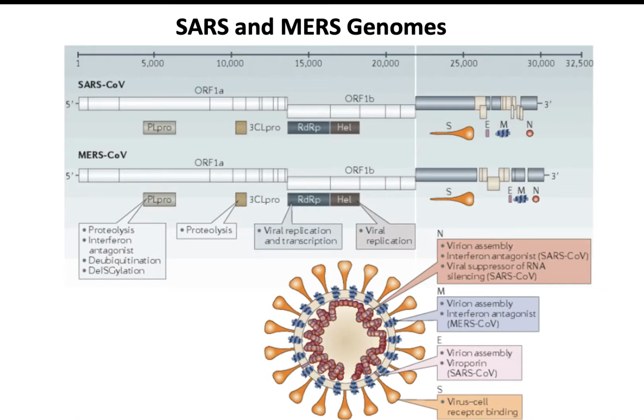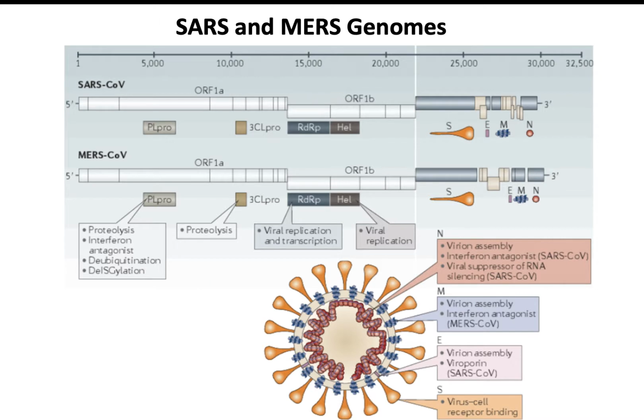So here are some of the genes. These are the genomes of SARS-CoV and MERS-CoV, and you can see that they're very similar, although they have a few differences in their structure. So this first gene encodes a protein that is responsible for proteolysis. It's also an interferon antagonist, so it interferes with some of the immune responses, and it is also involved in other functions in the cell to identify and destroy proteins.